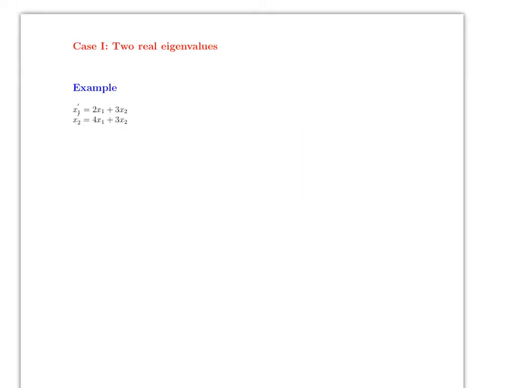First, let's look at the case where you have two real eigenvalues. What we do first is rewrite this in matrix form. Okay, so this is the same thing as this, capital X prime. So this represents the vector x1, x2 prime. So this is equal to 2, 3, 4, 3. So you just write the coefficients from here. X, remember that X means x1, x2.